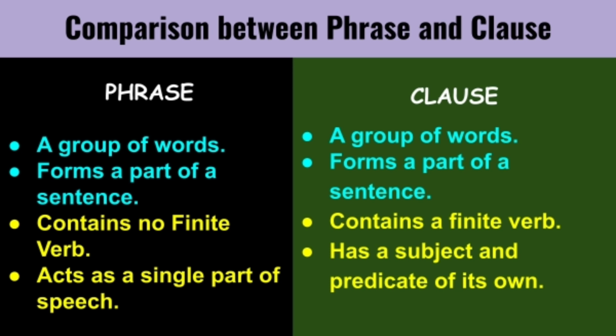A clause is a group of words. It forms a part of a sentence. It contains a finite verb. It has a subject and a predicate of its own.